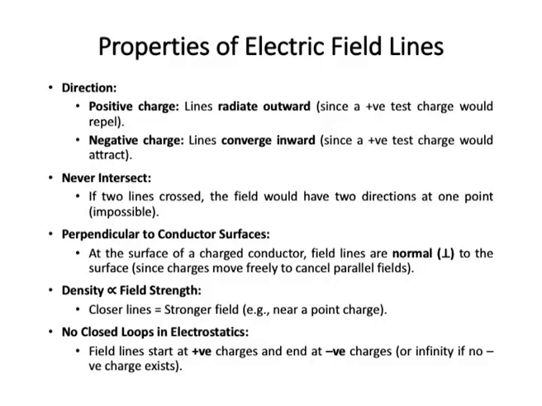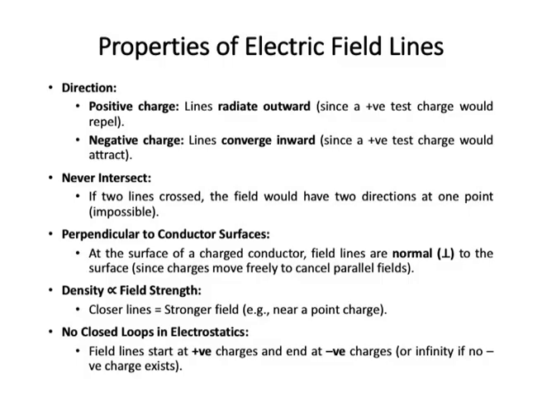And the next property of electric lines of force: they never intersect each other. If two lines crossed, the field would have two directions at one point, which is impossible.